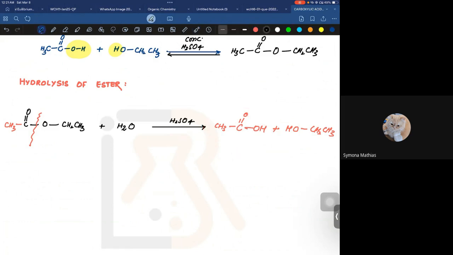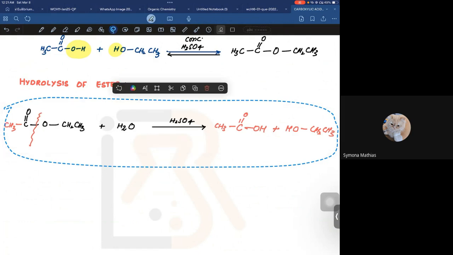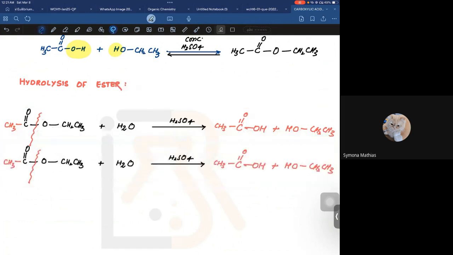What if I'm going to do basic hydrolysis? I'm not adding the H2SO4 in this. I'm going to add alkali. So, rather than the carboxylic acid, the salt of carboxylic acid would be formed. So this is the hydrolysis of an ester.